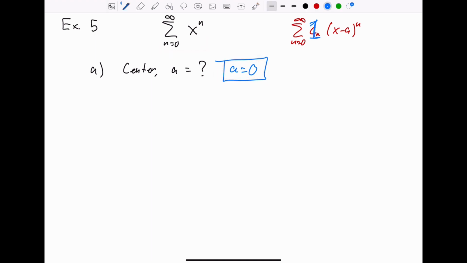Let's write out the first several terms. This is really just expanding out sigma notation as we've done before. If we write out the first several terms, we're just going to first put in a 0 for n.